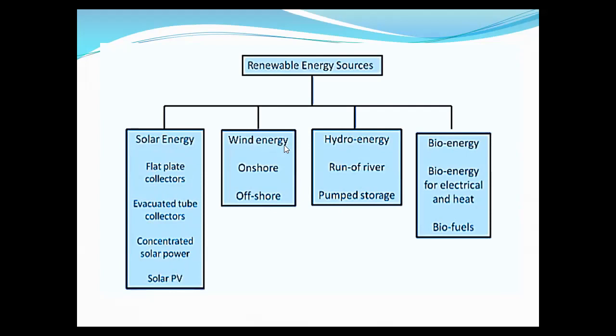Then in wind energy, we have onshore wind energy and offshore. Then hydro energy: run-of-river, pumped storage type, small hydro. Bioenergy includes bioenergy for electrical and heat, and biofuels from the seeds. So in this video, we'll discuss solar thermal power plant, a power plant operated by solar energy using thermal mode.